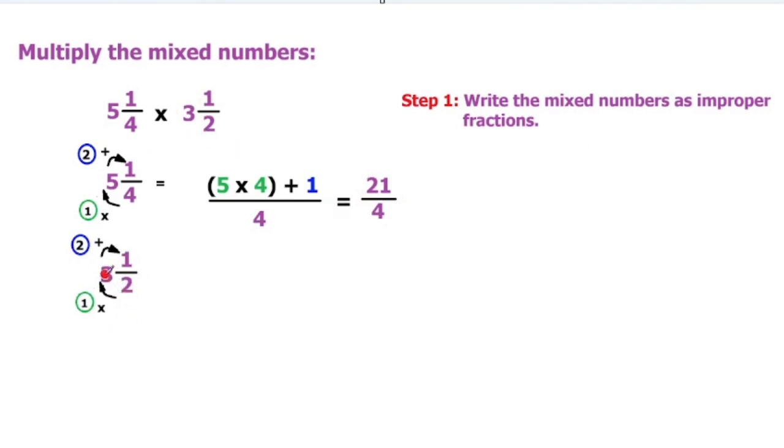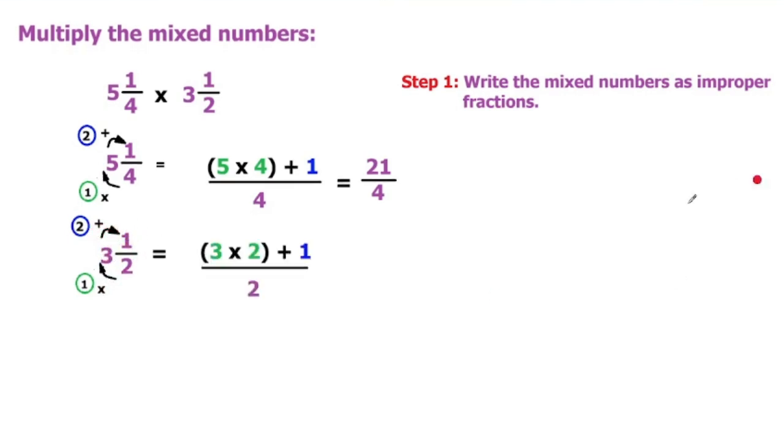Now you do the same for this number. So you multiply first 3 times 2, and then you add 1. Okay, so let's see our little picture of how that looks. So it's in green 3 times 2, and then in blue you add 1 over 2. 2 is the denominator. So you calculate that out. 3 times 2 is 6 plus 1 is 7. So you have 7 over 2.